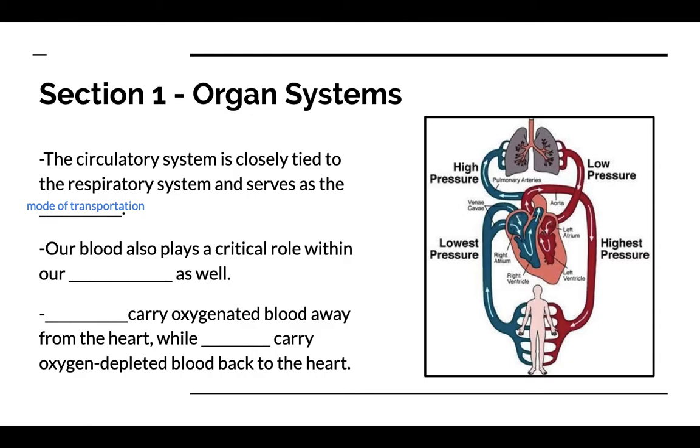Our blood also plays a critical role, as we learned in the previous units, in our immune system. So think white blood cells, antibodies, fighting infections. And then finally, as I mentioned earlier, we have arteries and veins. That's the difference between those two. So hopefully that gives you a better idea about the circulatory system.